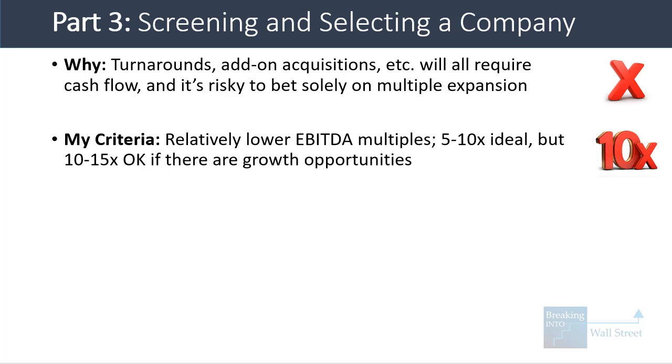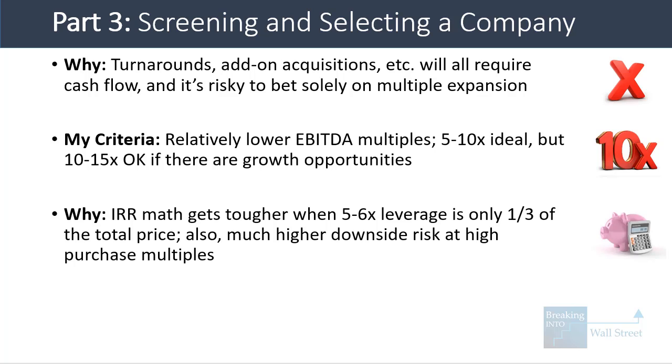It's better to find companies that trade at relatively lower EBITDA multiples. I would say 5 to 10x is ideal, but we could potentially go up to 10 to 15x if there are solid growth opportunities. The IRR math gets very tough when leverage, debt, is only 1/3 of the total price. And if you go above 15 times EBITDA, you're going to get into that situation because at this point in time, most companies cannot be levered at more than 5 to 6x debt to EBITDA. So it gets very difficult to make the math work when you're acquiring a company for 20x or 25x or 30 times EBITDA. There's also a lot more risk because the multiple is much more likely to fall rapidly in that case.